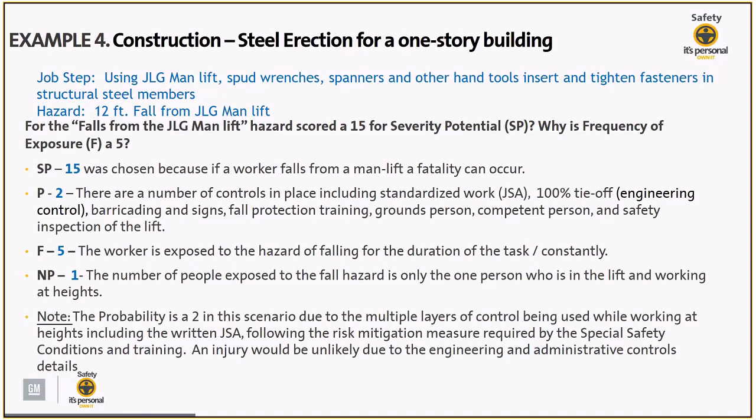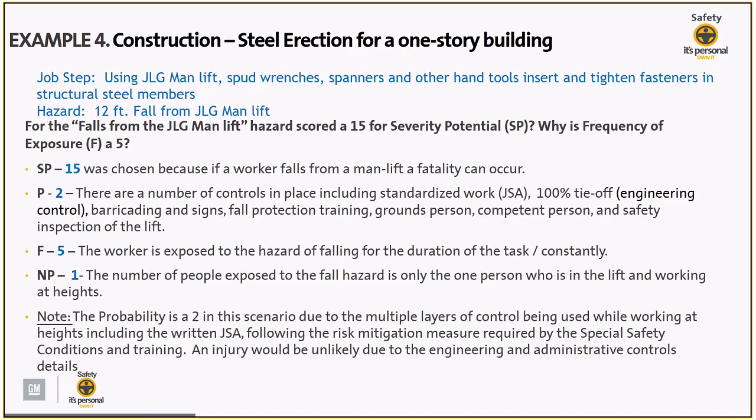So in this one, we're saying the job step is using the JLG man lift, spud wrenches, spanners, and other hand tools to insert and tighten fasteners and structural steel members, right? So the hazard is falling from 12 feet. If you look at severity potential, we said that was a 15 because if the worker falls from the man lift, a fatality could occur.